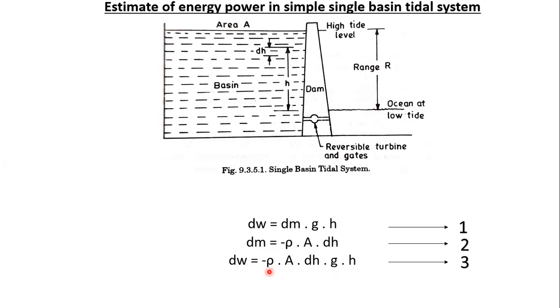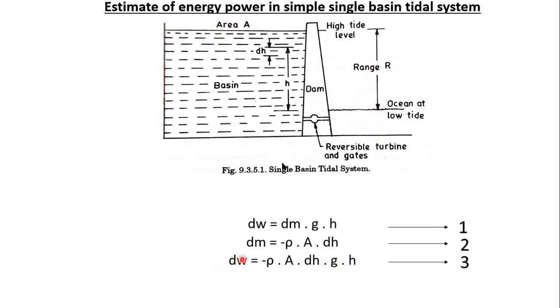In this, rho is called the water density. It is expressed in kg per meter cube. And here capital A is the basin surface area, considered constant, in meter square. We are considering this constant area A. So we now have the work done dW is equal to minus rho A g h dh.